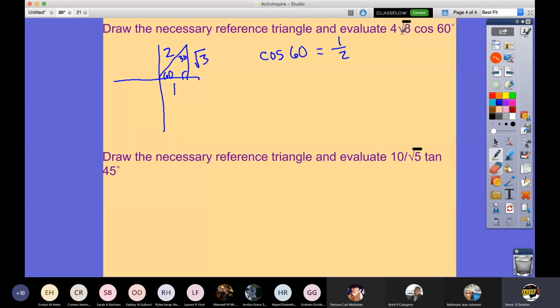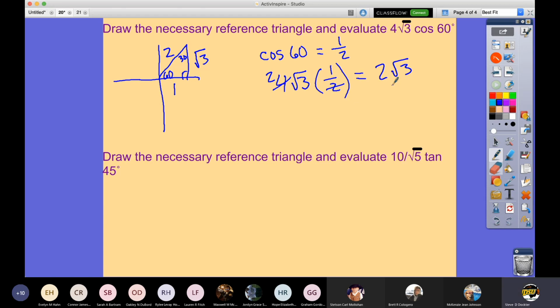Now we have to take 4 square roots of 3 times cosine of 60. So 4 square roots of 3 times, well, we know cosine of 60 is 1/2. So we would just multiply these two together. All right, so what we can do is simplify down the 4 and the 2 here to get 2 square root of 3. And that would be the answer for this one.